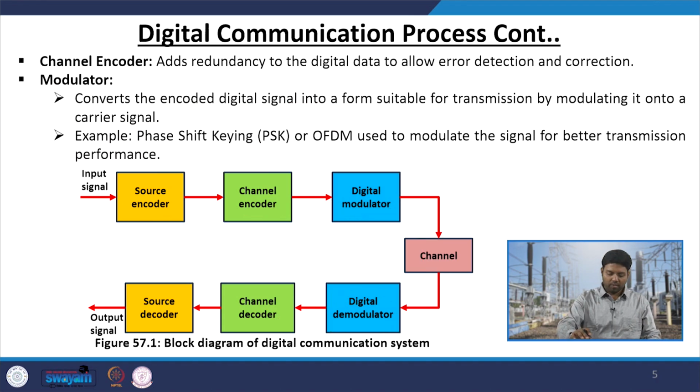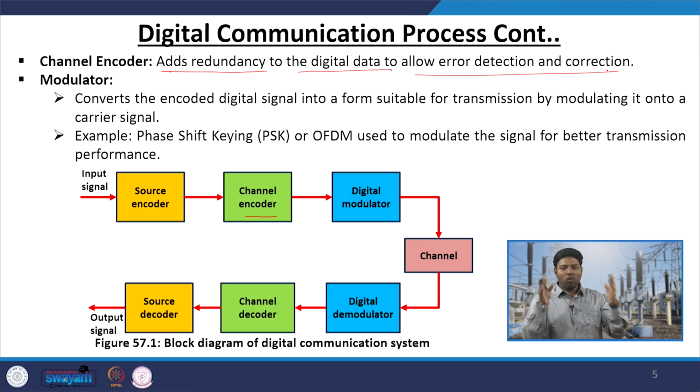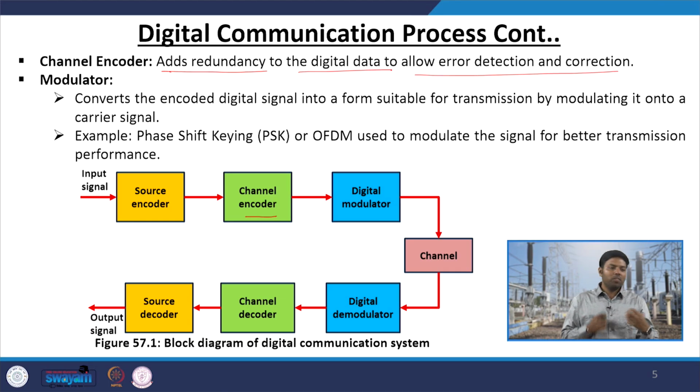Then you have the channel encoder. What is the channel encoder? It adds redundancy to the digital data to allow error detection and correction. That means you have a perfect data, you need to mask it with some redundant data, so that if some hacker attacks your system, they will not figure out which is the actually needed information. That is done by the channel encoder. That means your main data is masked.